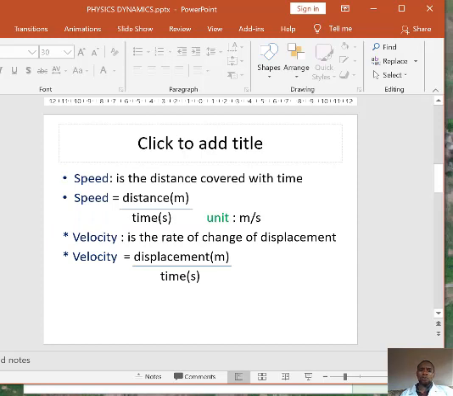Also, we'll talk about speed and velocity. Speed is the distance covered with time. If you write the formula, it's distance over time, in meters per second. That is the unit of speed. Velocity as well is the rate of change of displacement, meaning displacement over time. Displacement is in meters and time is in seconds. So both speed and velocity share the same unit, which is meters per second.